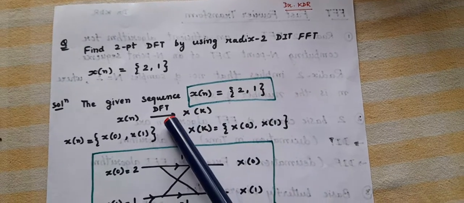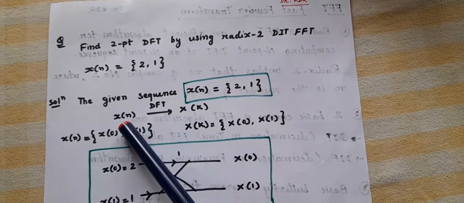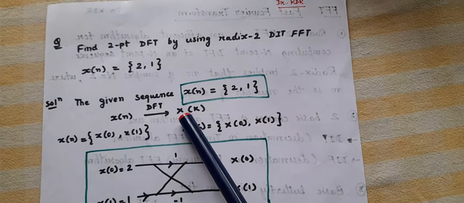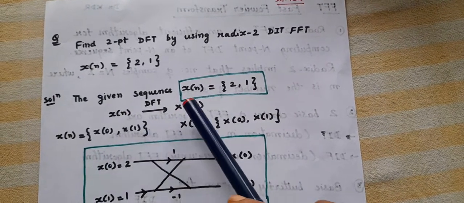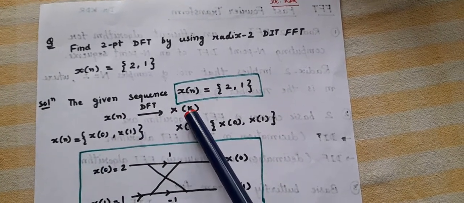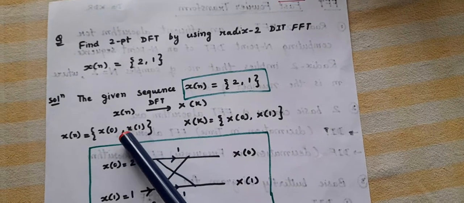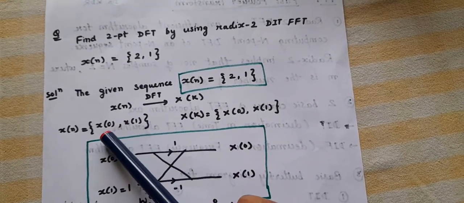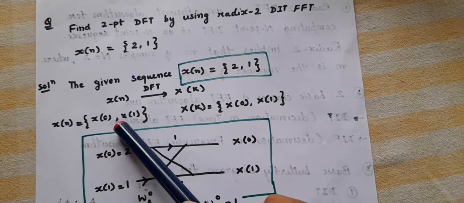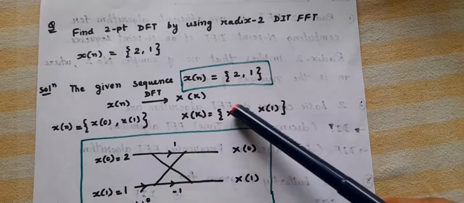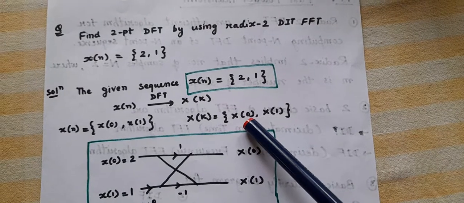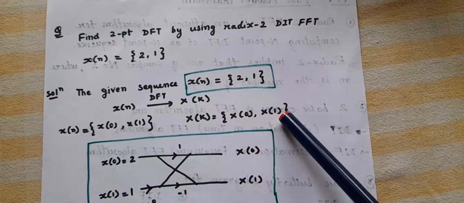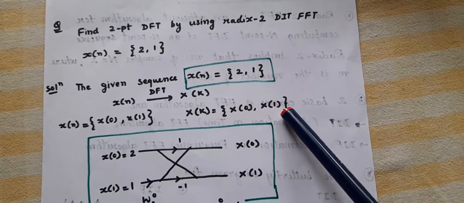What is the DFT doing? It's converting x of n to capital X of k, a time domain sequence to a frequency domain sequence. We can symbolically write x of n is equal to x of 0, x of 1. Capital X of k can be written as capital X of 0, capital X of 1.